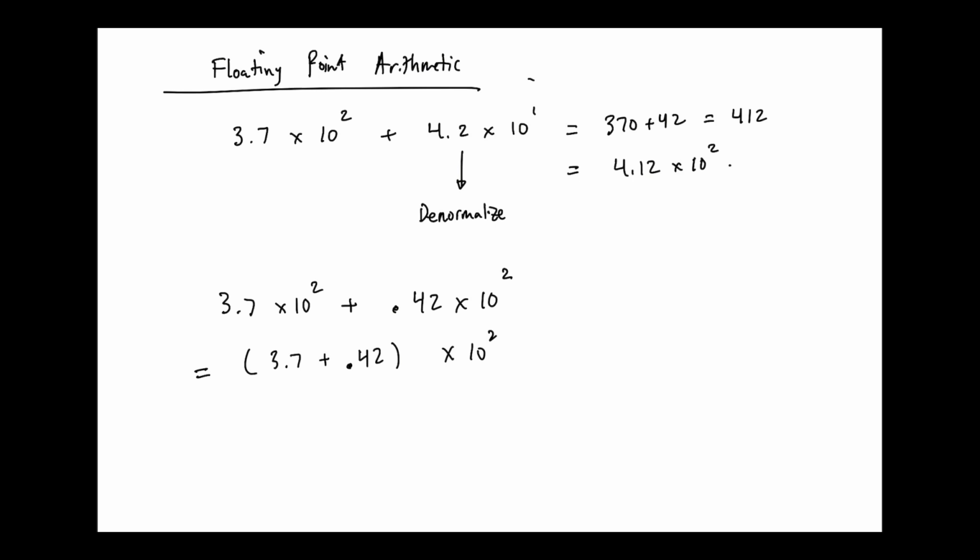Does it make sense here that once I've got the exponents the same, then this algebraic factoring is permissible? And then what do I have to do? I just have to do normal arithmetic in the mantissa section. And what do I get there? Well, I would get 4 point what?